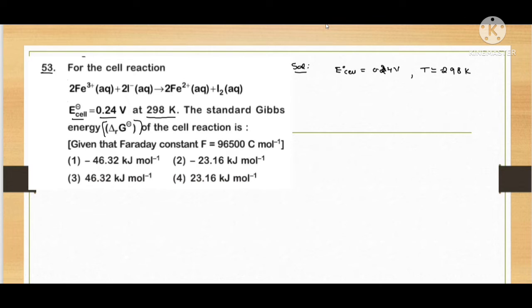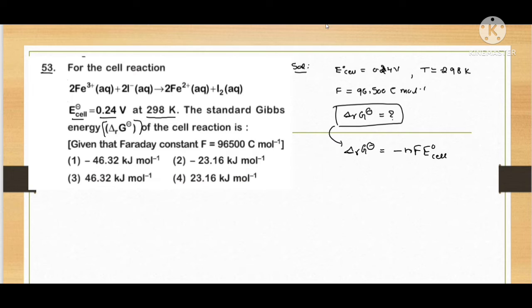and the Faraday constant equal to 96,500 coulomb mole inverse. You have to calculate the del R G naught value. Know that the formula del R G naught equal to minus N into F into E naught cell.